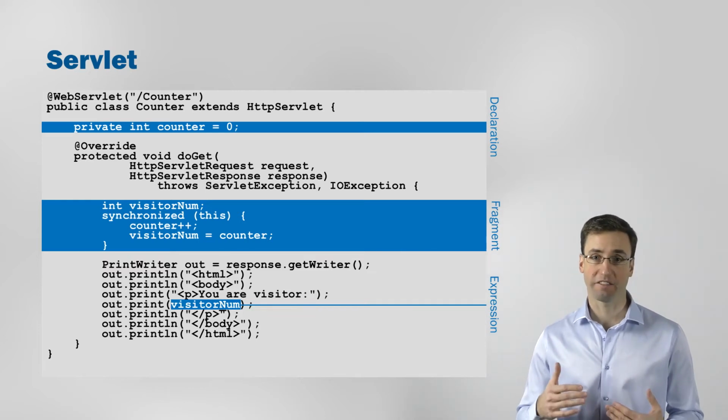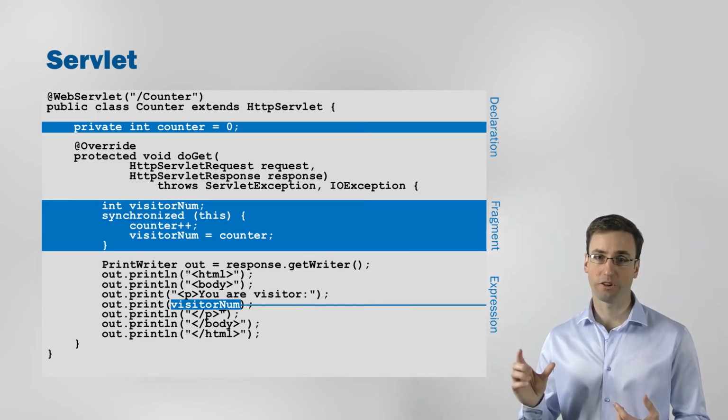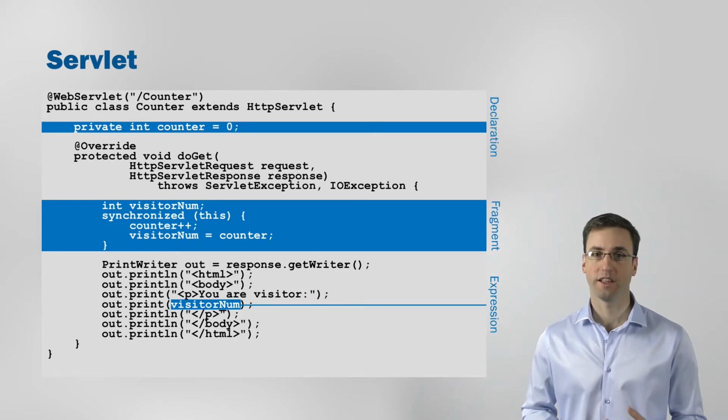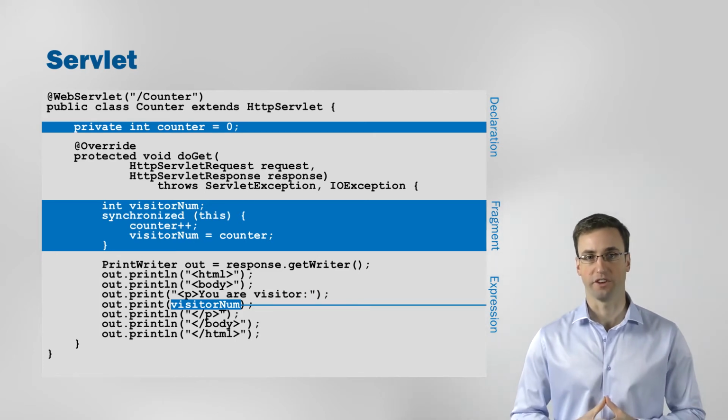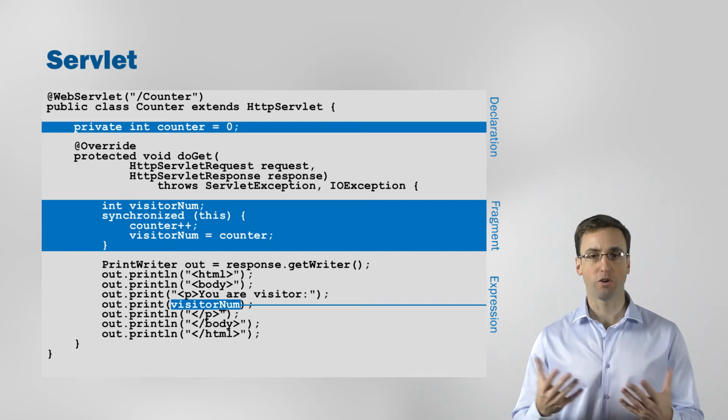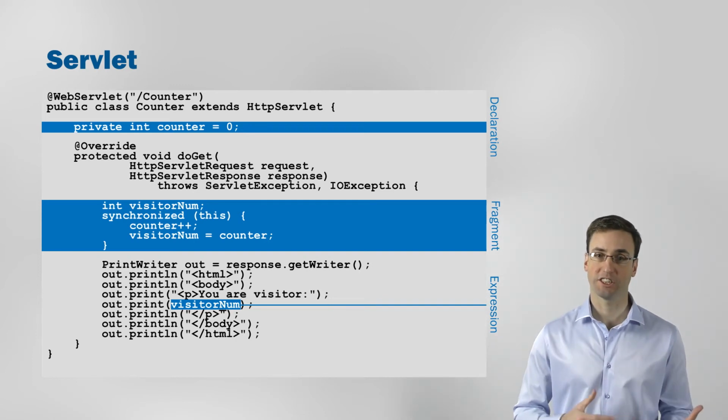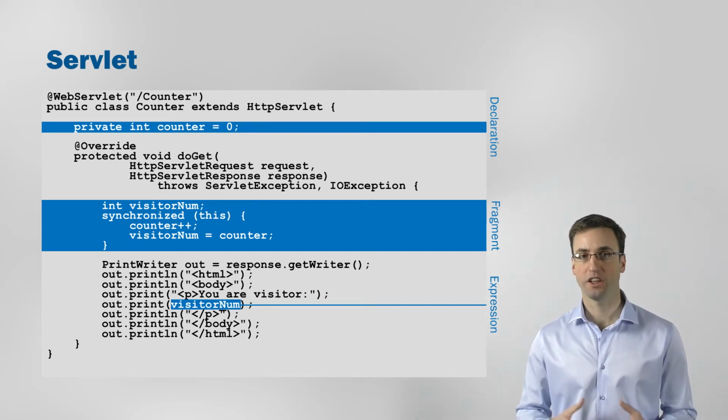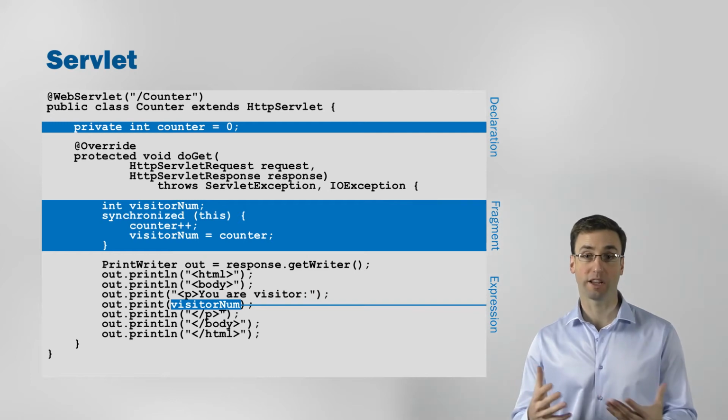Finally, as part of the HTML generation code, I include an expression. It outputs the number of visitors to the servlet. Now, all of these concepts, declarations, fragments, and expressions are important to understand when we look at JSP.